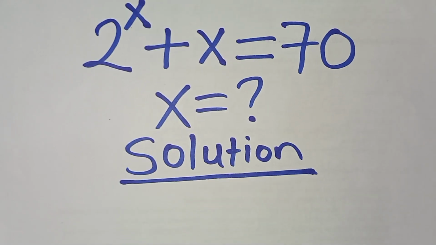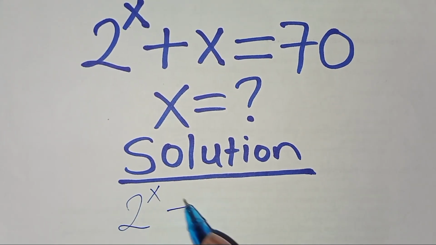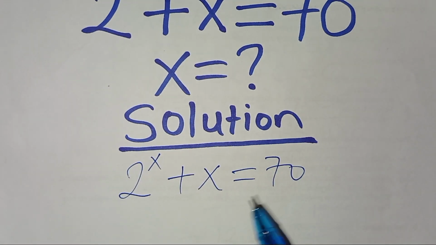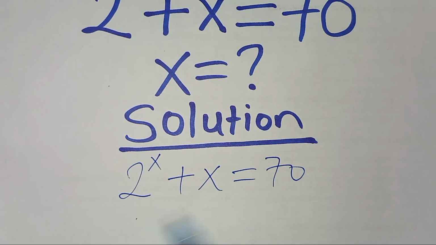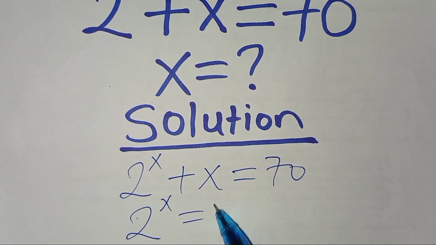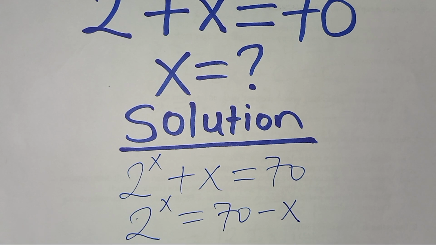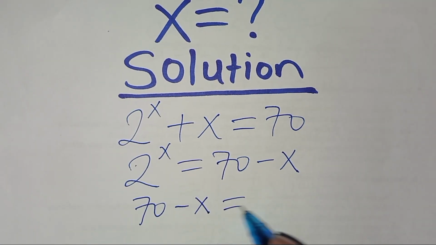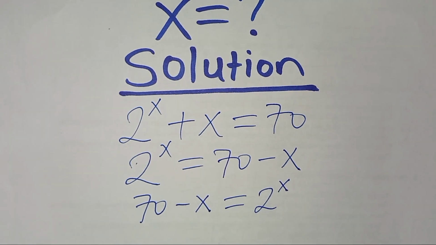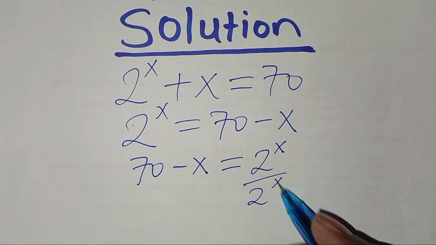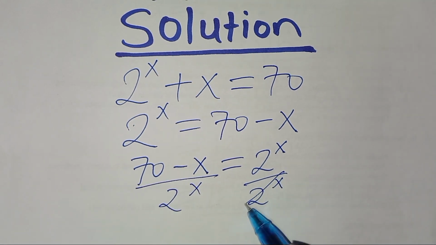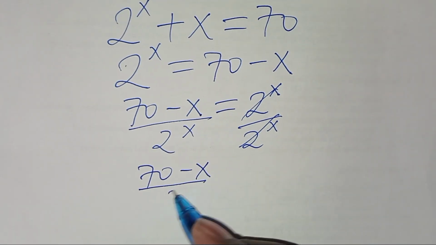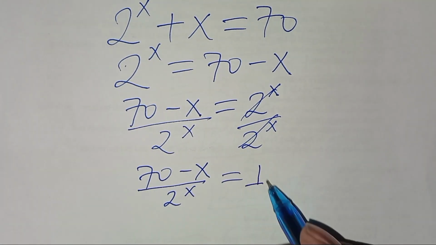Now, solution here. 2 to the power x plus x is equal to 70. The first thing to do is take x to the right-hand side, so we'll have 2 to the power x is equal to 70 subtract x. This is the same thing as 70 subtract x equal to 2 to the power x. Now let's divide both sides by 2 to the power x, so that we have 70 subtract x divided by 2 to the power x, this is equal to 1.